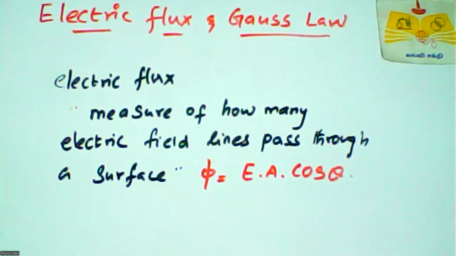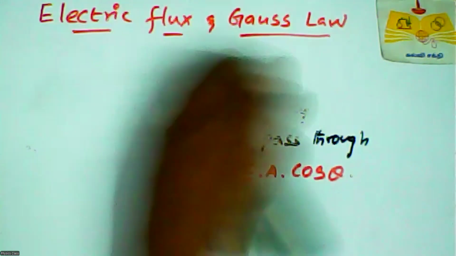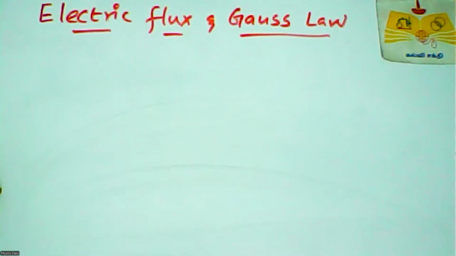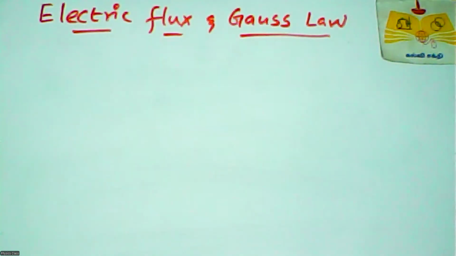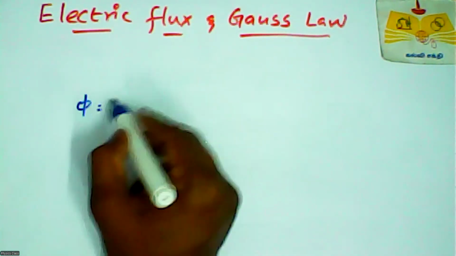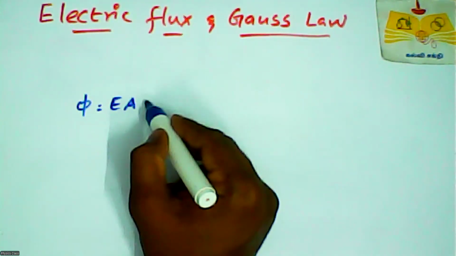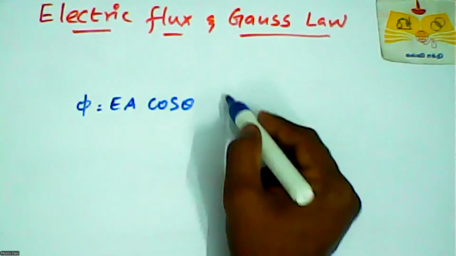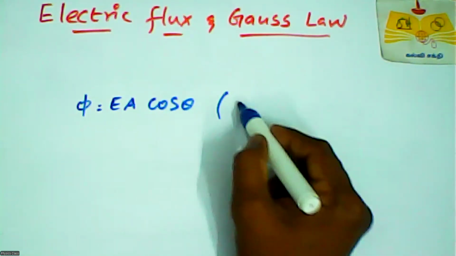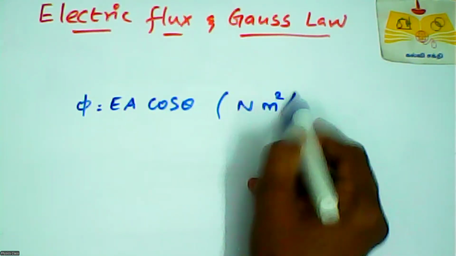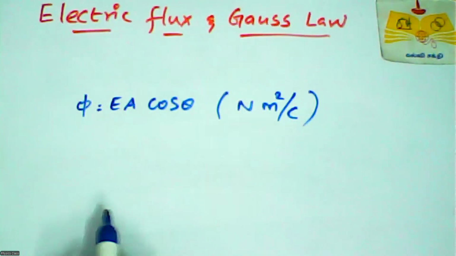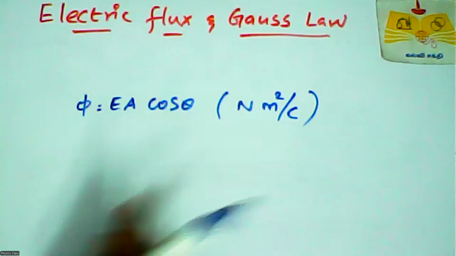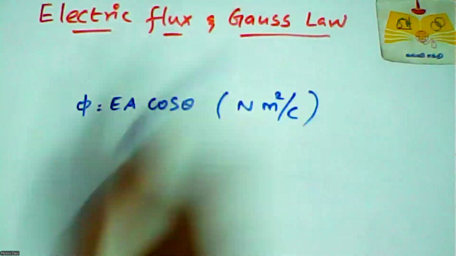Okay, right. So the unit for electric flux. Now you know that EA cos theta, and the unit is Newton meter square by Coulomb. This is the unit for electric flux. Okay, right. Next, we have Gauss law.